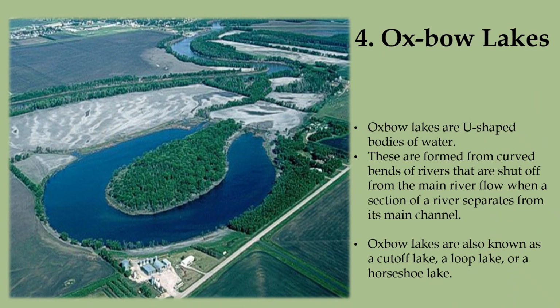The fourth type of landform, which is created by a river in its middle course, is an oxbow lake. Oxbow lakes are U-shaped bodies of water. These are formed from curved bends of a river that are shut off from the main river flow when a section of the river separates them from its main channel.